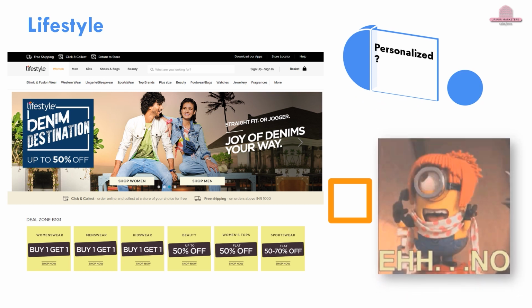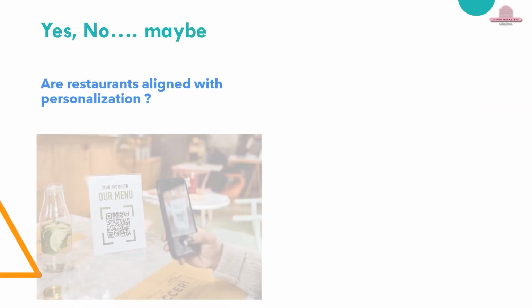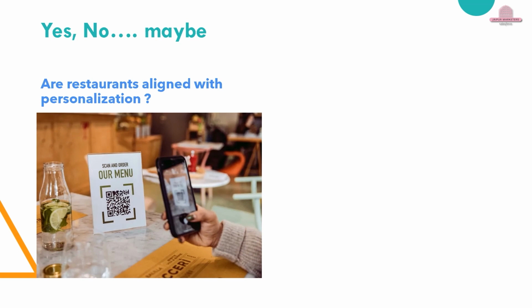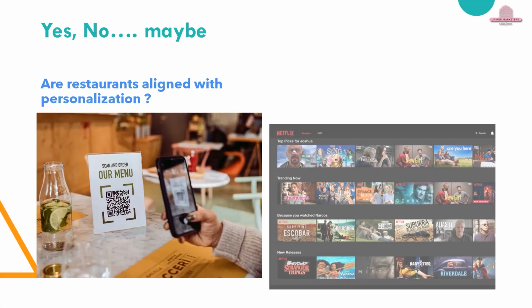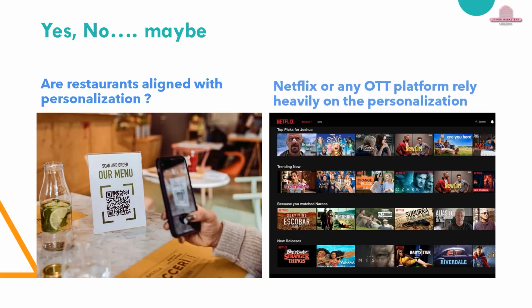So that was one example of lifestyle. Two more examples, yes, no, maybe, real quickly. Are restaurants aligned with personalization? No? True. Oftentimes we go over there, we scan the QR code, order food, order pizza. Next time you go, you again scan the QR code and you get the same menu. Brother, I've been coming for 4 times and eating a Rajasthani thali, so why am I being shown South Indian? That's the point. And Netflix and all other platforms heavily rely on personalization. That's good.